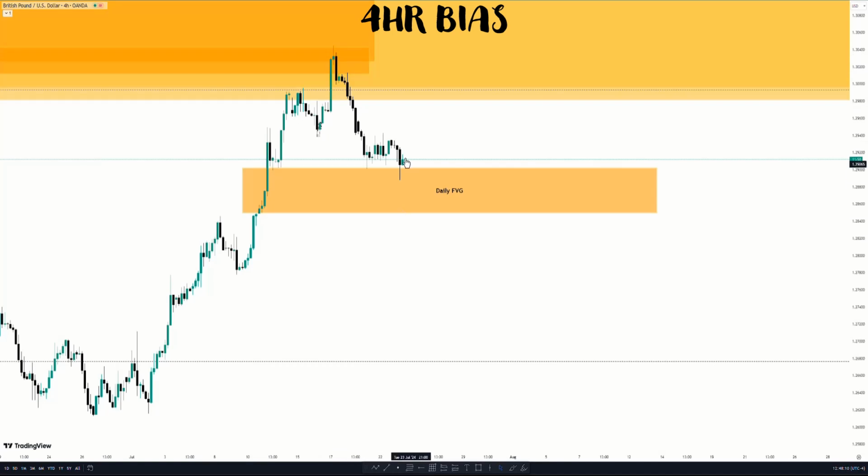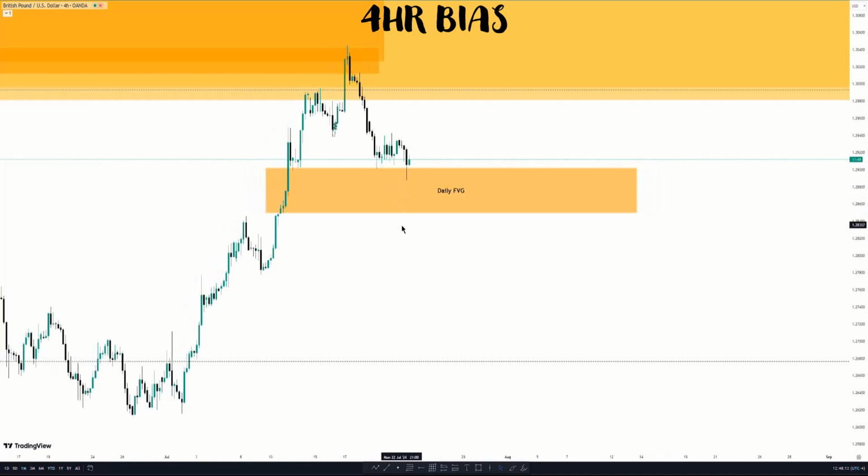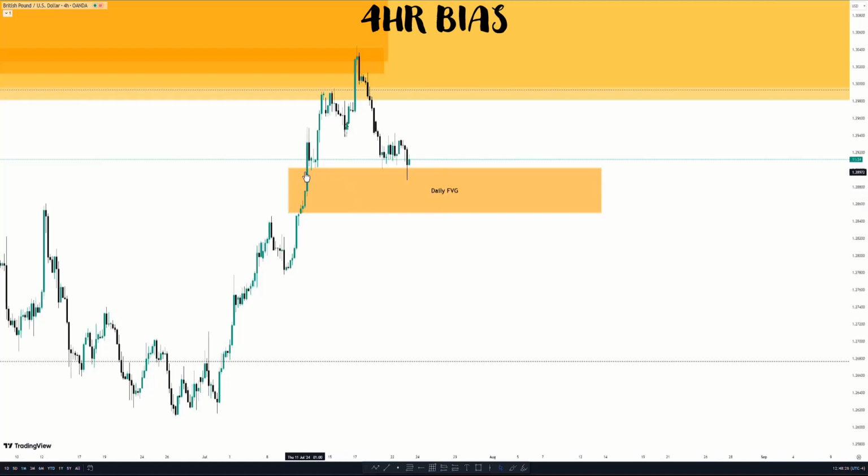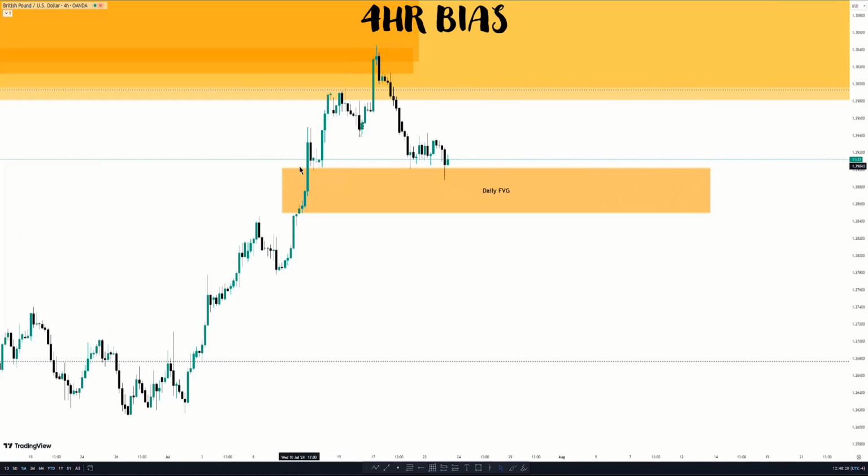Now I want to look at this. This is the current market here. If you remember this daily fair value gap from our previous slide, this is the daily fair value gap that we labeled. And if you look closely again, this is the 4-hour chart. If you look just closely here, you have another fair value gap. So this is the 4-hour chart fair value gap.